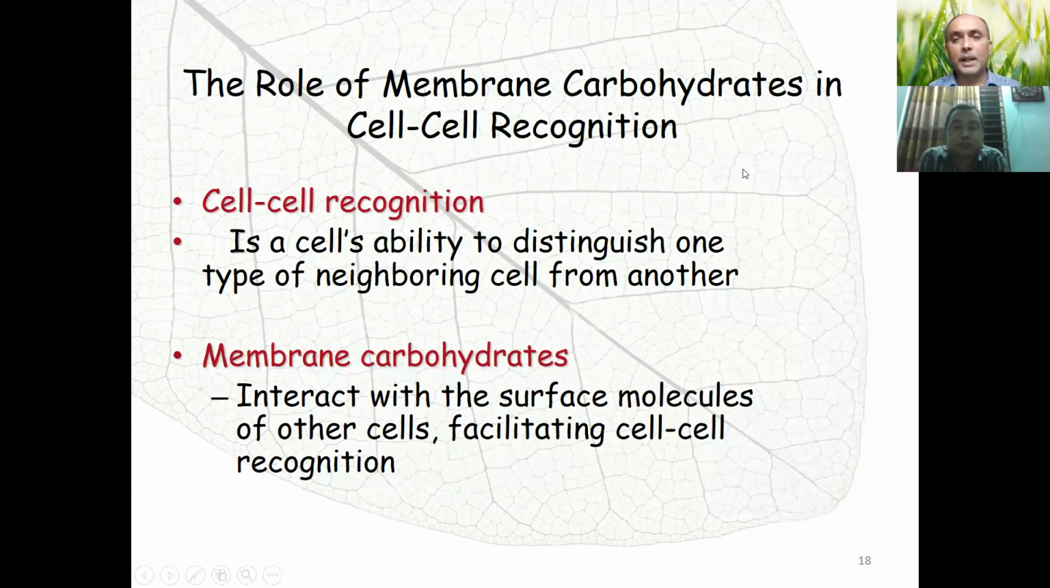The role of membrane carbohydrates in cell-to-cell recognition. In the membrane, I told you there are some carbohydrates, like glycosides, and they help cell-to-cell recognition, where one cell can recognize others. It is a cell's ability to distinguish one type of neighboring cell from another. Membrane carbohydrates interact with the surface molecules of other cells, facilitating cell-to-cell recognition.